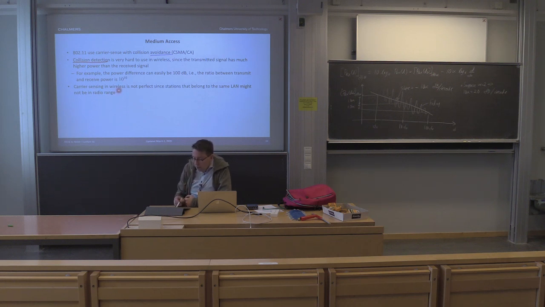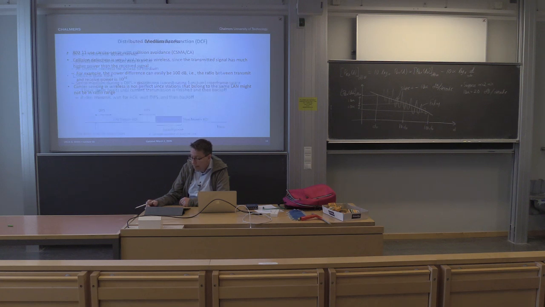Carrier sensing in wireless is not perfect, and the reason for this is that even though we are in the same basic service area, if we are on two opposite ends of it, then the receive power could be weak, and it's not sure that we can hear an ongoing transmission. So carrier sensing is not perfect. Okay. So we will touch more on that in a few slides here.